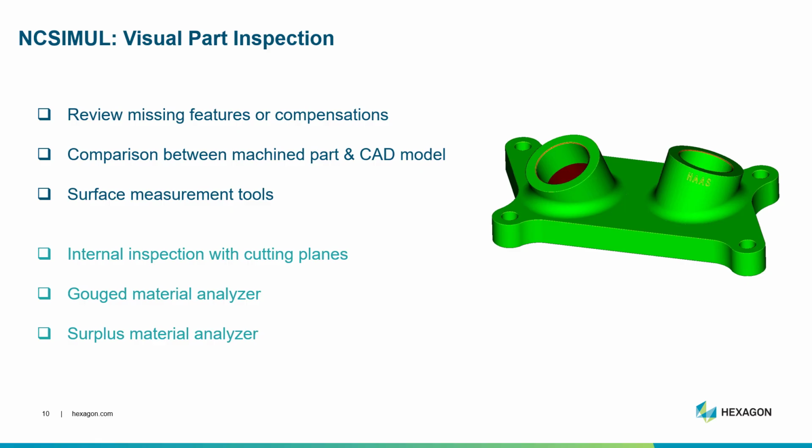And in addition to this, we have some extra tools that will help you out other than visually. We have a gouge material analyzer, we have a surplus material analyzer, and then you can also take measurements off the part, the stock, any fixturing that you need, as well as being able to slice the piece to get any internal measurements that you need as well.